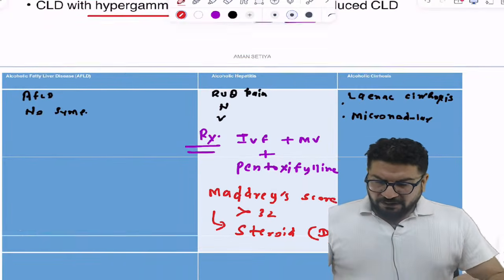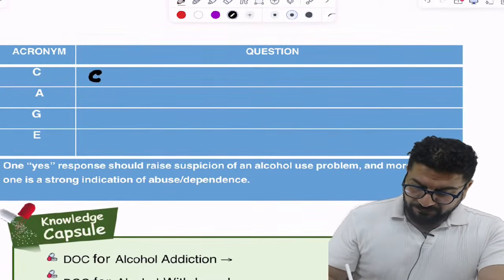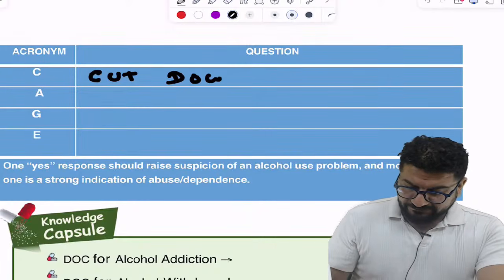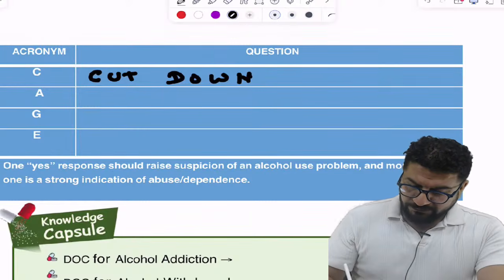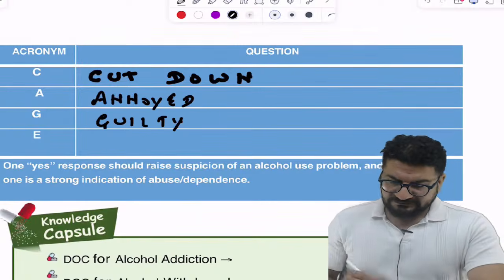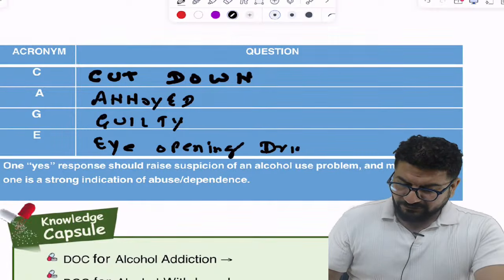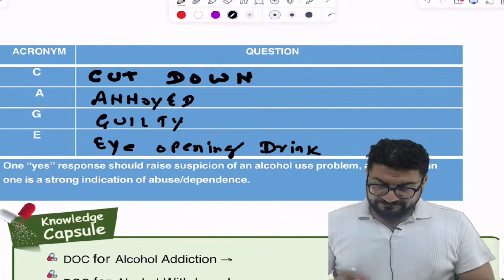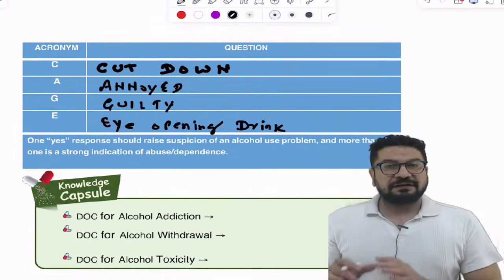Simple. Okay, now understand. They ask you a few questions like the CAGE questionnaire. CAGE का मतलब क्या होता है? Have you ever cut down your alcohol intake? C for cut down. A for annoyed: do you feel annoyed of being an alcoholic? G for guilty, तो कभी guilt लगता है, and E for eye opener: do you need an eye opener drink? So these are MCQs they ask you in exam. Yes, the PDF will be shared, Vishwajit, don't worry. So this is called the CAGE questionnaire.